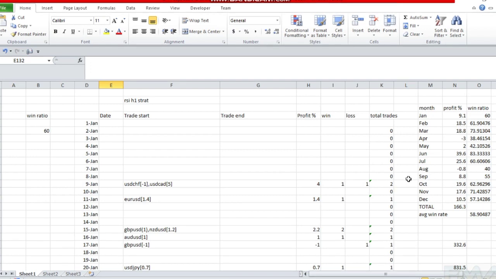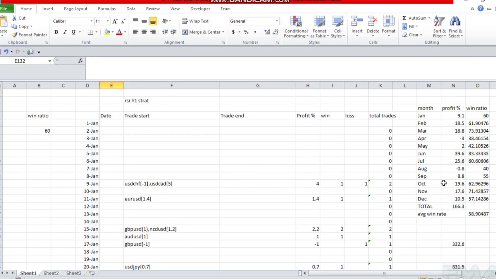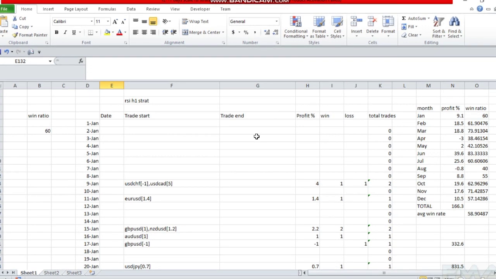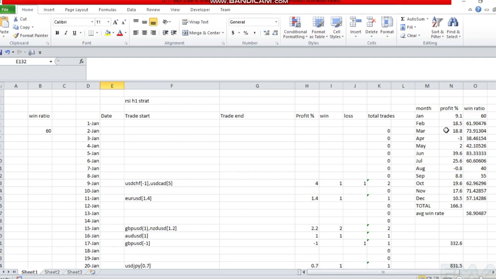So this is the backtesting result I got for the year 2019. So you can do the same thing to see if your results will tally with mine. Then I did it for 2018, 2017 also. So this is what you get when you risk 1% of your account.